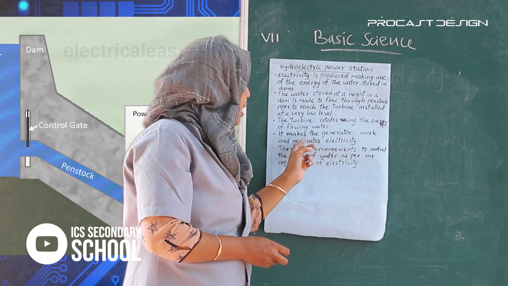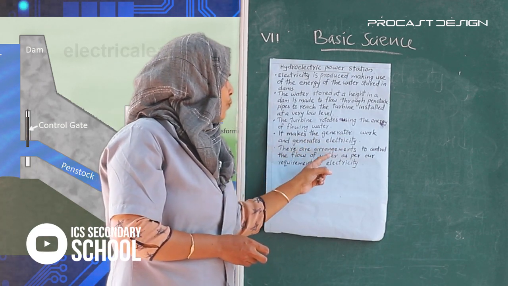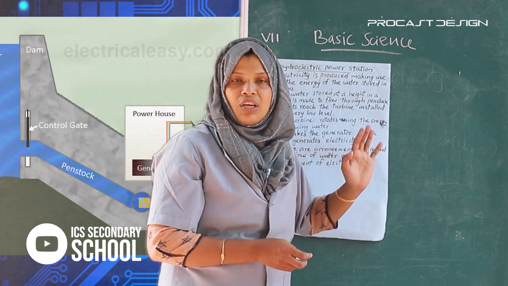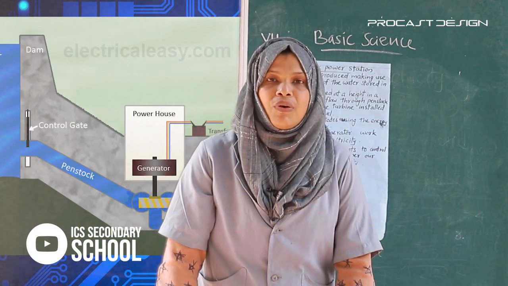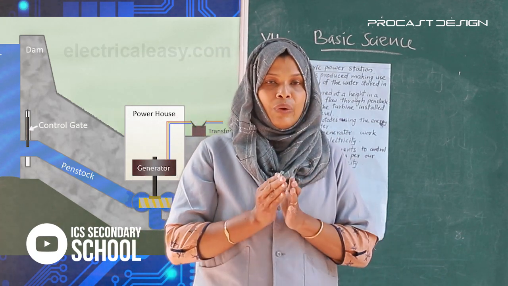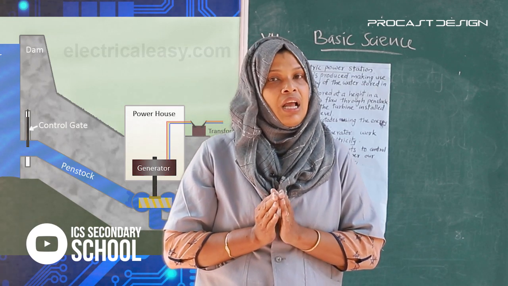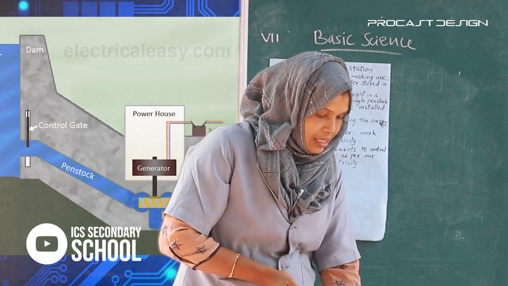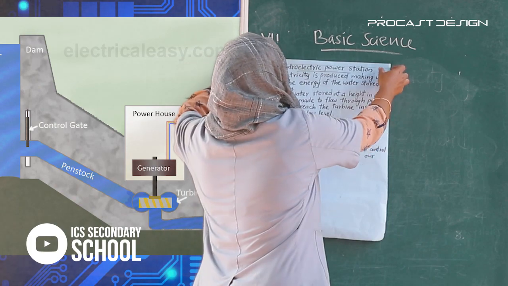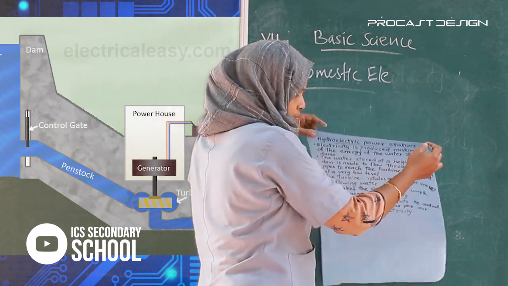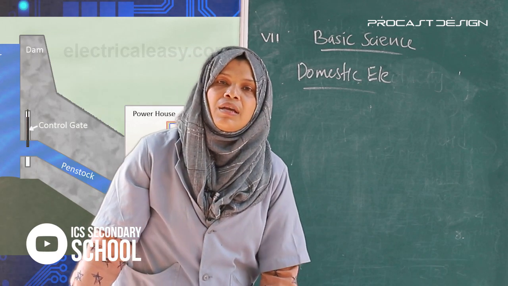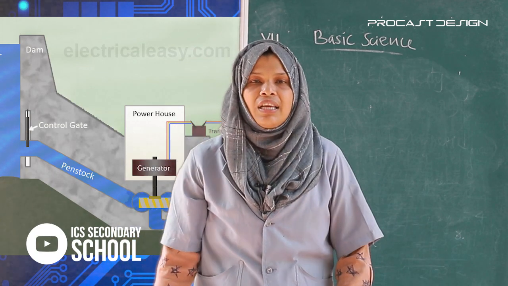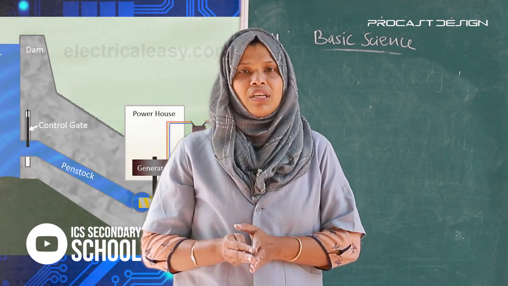There are arrangements to control the flow of water as per our requirement of electricity. This is the working of a hydroelectric power station, and that will generate electricity. Okay, next, we have discussed the production of electricity. Then I think all of you understand the importance of electricity.